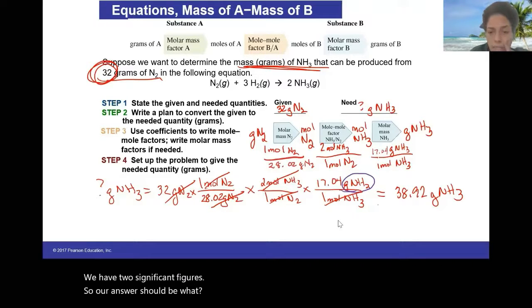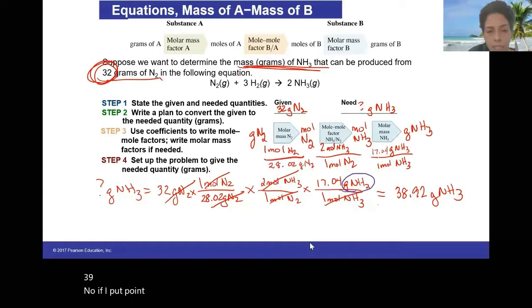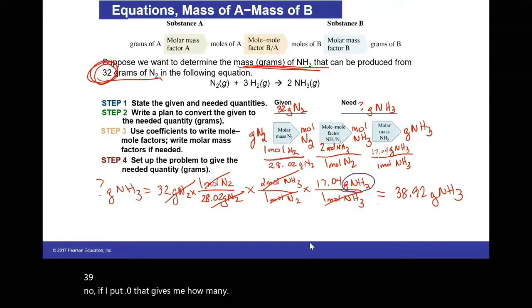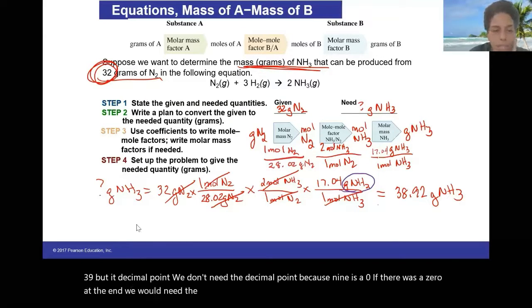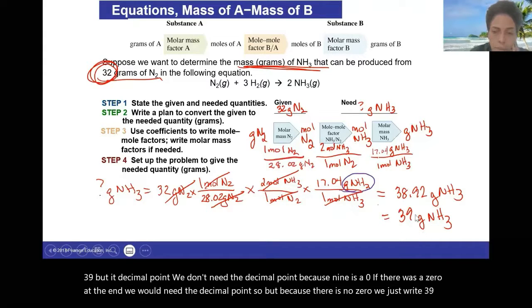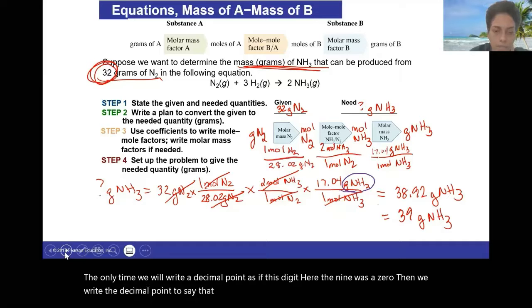39. No, if I put 0.0, that gives me how many sig figs? So then it's going to be 39 with a decimal point. We don't need the decimal point because 9 is a number. If there was a 0 at the end, we would need the decimal point. But because there's no 0, we just write 39. The only time we would write a decimal point is if this digit here, the 9, was a 0. Then we write the decimal point to say that that 0 is significant.